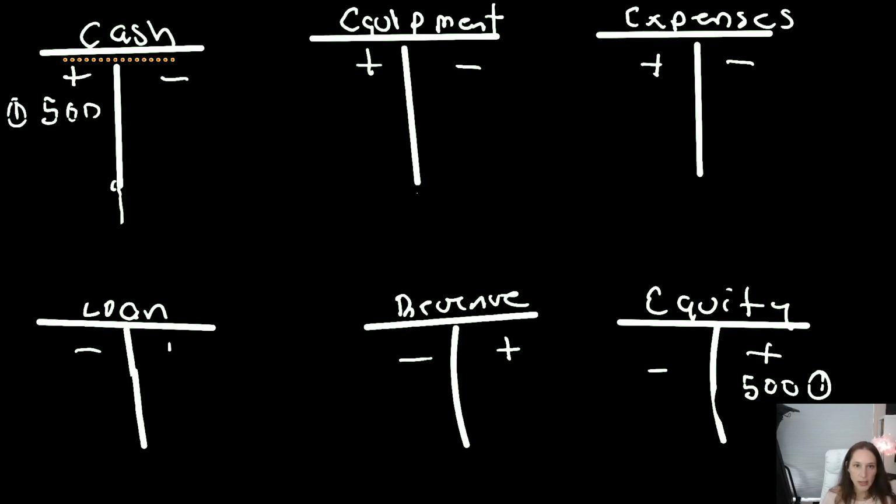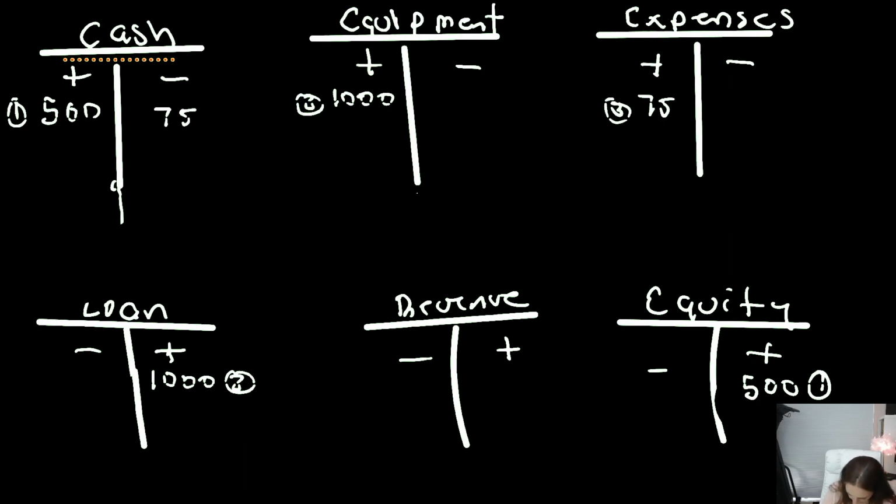You now need to purchase your laptop and it's going to cost you $1,000. So your equipment goes up for $1,000, but you do not pay for it. You take out a loan. So your loan payable account goes up for $1,000. And this is number 2. You now purchase a blogging course for $75. So your expenses go up $75. This is number 3. And your cash goes down $75.